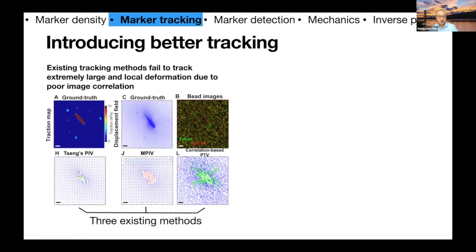Here we showed that existing tracking methods fail to track extremely large displacements. This is shown on the experimental side. With the ground truth, we have this large force, and we calculate the ground truth displacement field and apply that to synthetic bead images. We used a conventional PIV, particle image velocimetry method, and also a correlation-based PTV method. But they all fail to get the displacement field in the large displacement region.